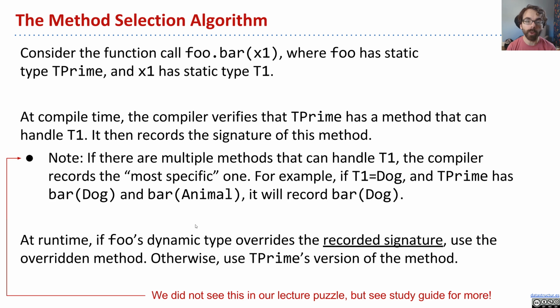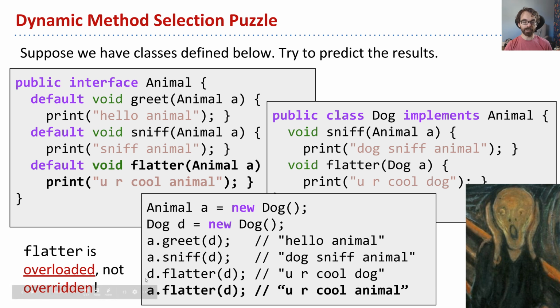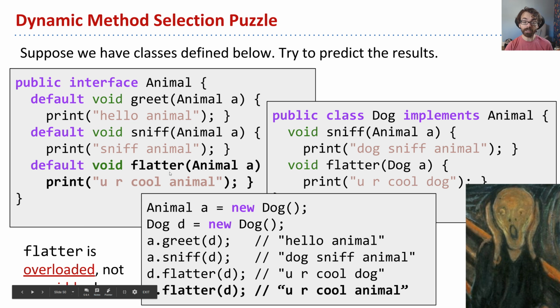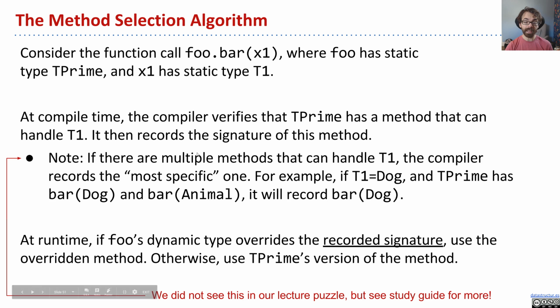And so then at runtime, if foo's dynamic type, so in other words, A's dynamic type, which is dog, overrides that recorded signature, which was flatter animal A, then we'll use the overridden method. Now here, dog does not override flatter animal A, and so as a result, we end up just using t prime's version of the method. So this is the algorithm view of that. If you didn't like this very short explanation, here's a longer one, but they're tantamount to each other.